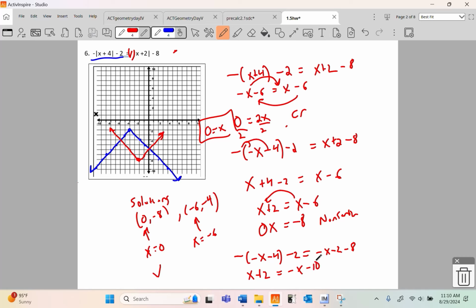X is on one side, numbers on the other. We'll put this over here. That'll give us 2x. We'll move that over there. That'll give us -12. And we'll get our x value of -6. Those are the answers. Ta-da!